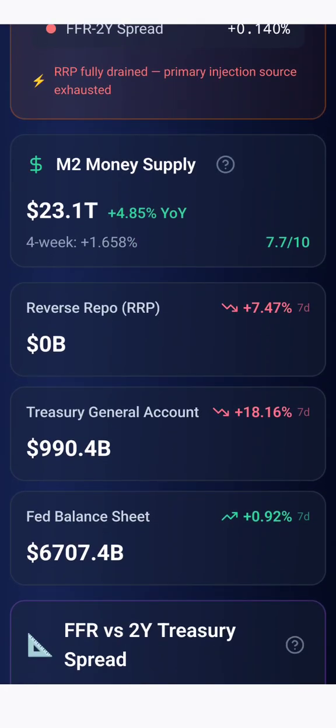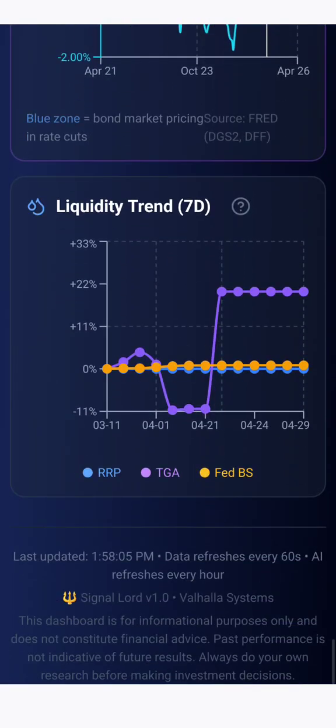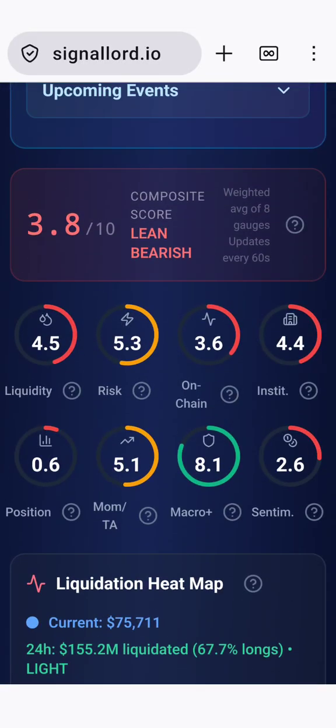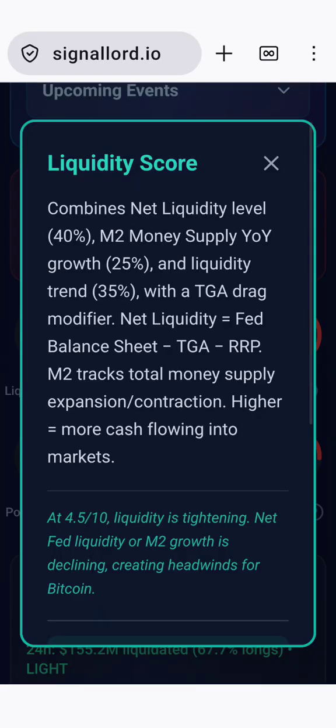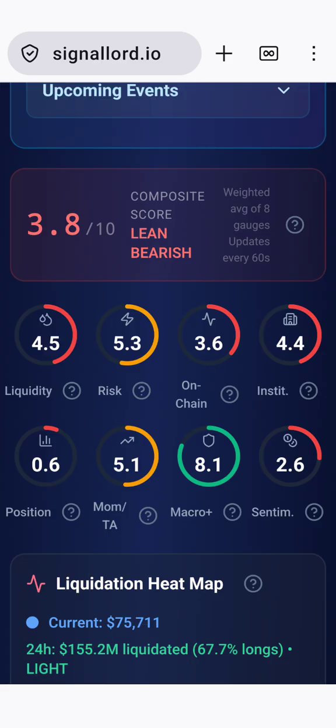For example, you look at M2 money supply, reverse repo, treasury account, Fed balance sheet. This is measuring liquidity, and if you go up to the gauges and click on the liquidity tooltip, it tells you how we weight these things, with money supply, liquidity trend, TGA, and how we calculate that. And the same thing goes for all the other gauges.